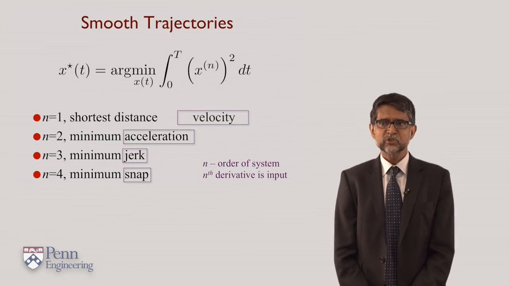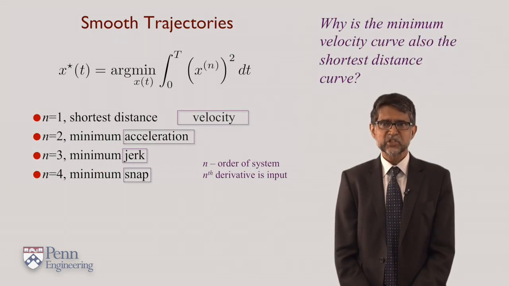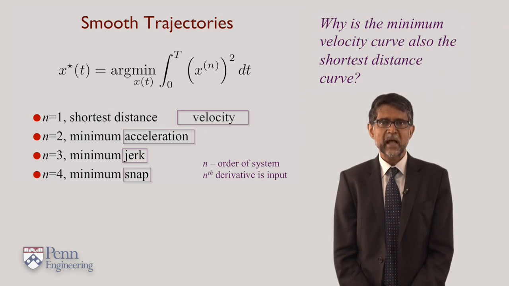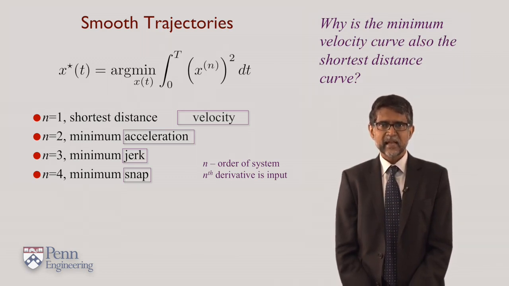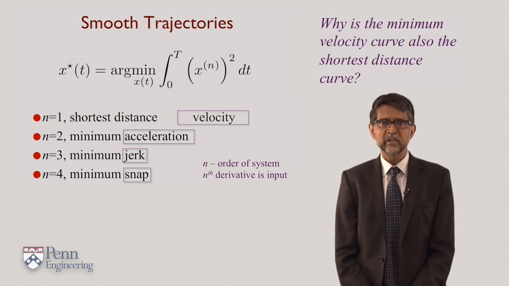One thing you might ask yourself is the discrepancy between n equals 1 and the other values of n. And n equals 1 really corresponds to the minimum velocity trajectory. And yet, it yields us the shortest distance trajectory. Why is that?